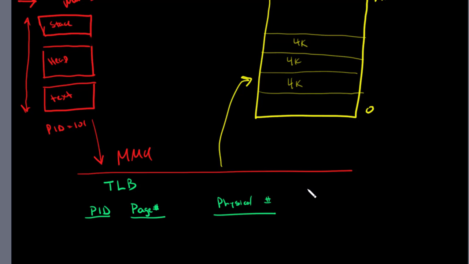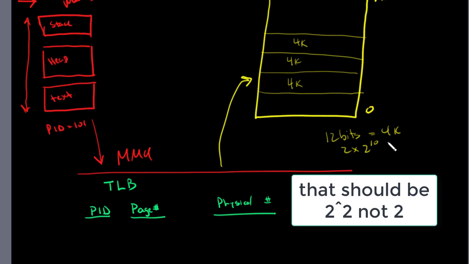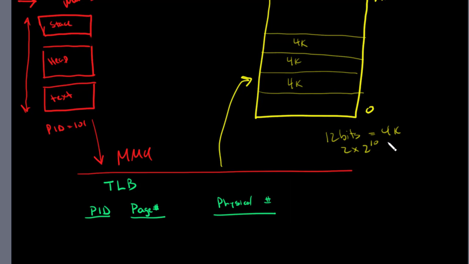And so if I have 4K pages, I need 12 bits. 4K is 2 times 2 to the 10th, or 12 bits. And so let's say that I have a 32-bit address space. That means the bottom 12 bits are all on the same page. That page number is only now 20 bits. So a page number out here is 20 bits, and over here the page number is going to be 20 bits, and we'll have some number of bits allocated for a process ID, let's say 16 bits.